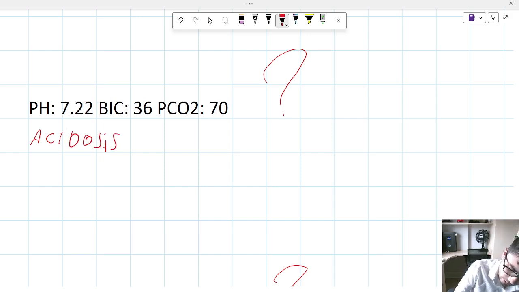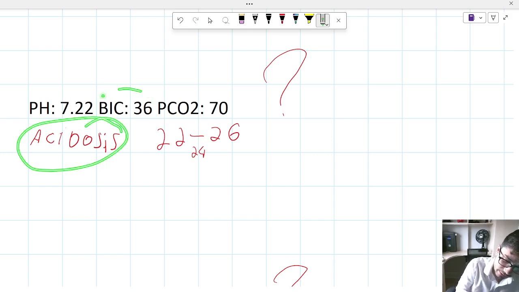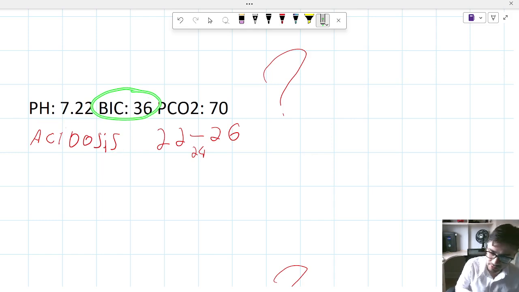Okay, but now we can see that the bicarb is higher in its value. Remember, bicarb ranges from 22 to 26, with a middle point of 24. So we cannot call this acidosis a metabolic acidosis, because the bicarb is actually pushing the pH up in this situation.